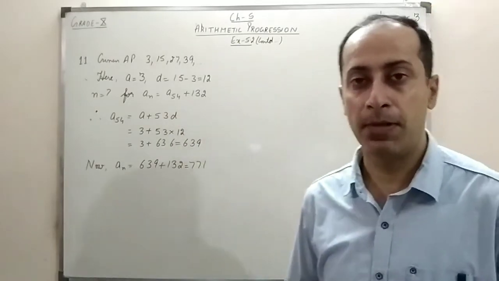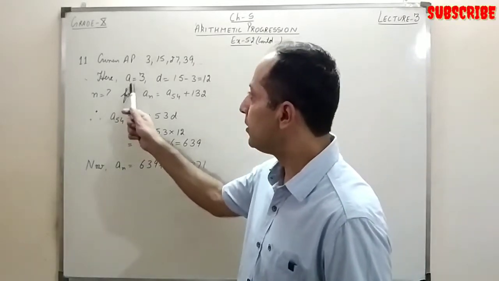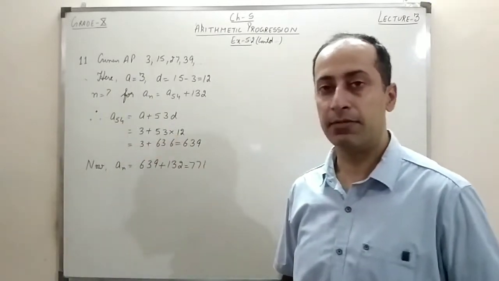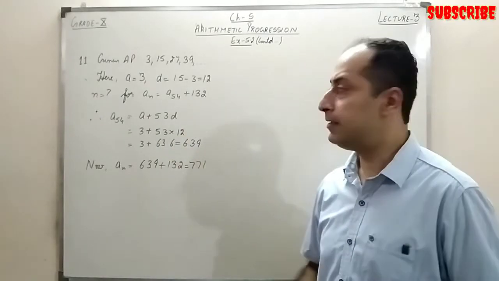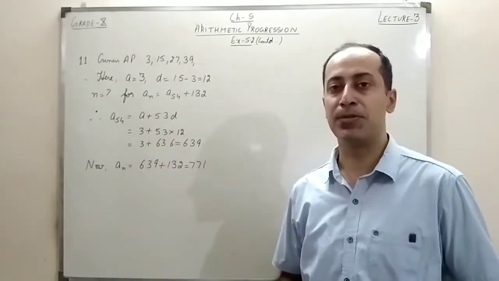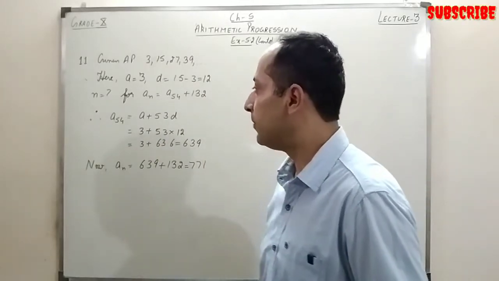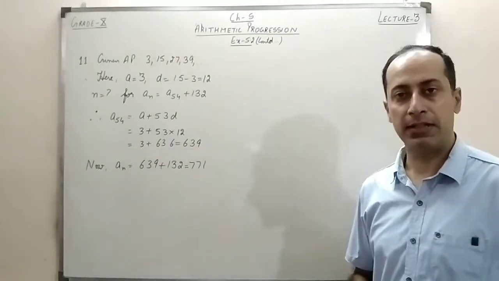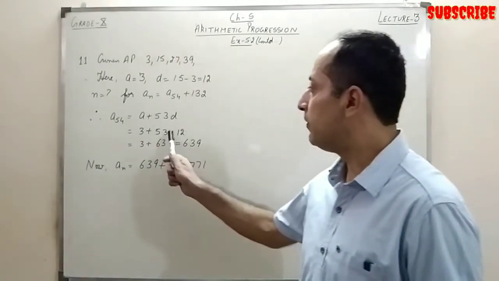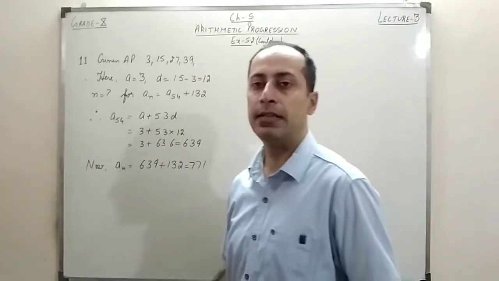So our first step would be to find the 54th term. For that, from the AP we can find the first term, which is 3. And then we can find d. d is 15 minus 3 equals 12. Now the 54th term, a54, we can write directly as a plus 53d. Then we put the values and we get a54 as 639.